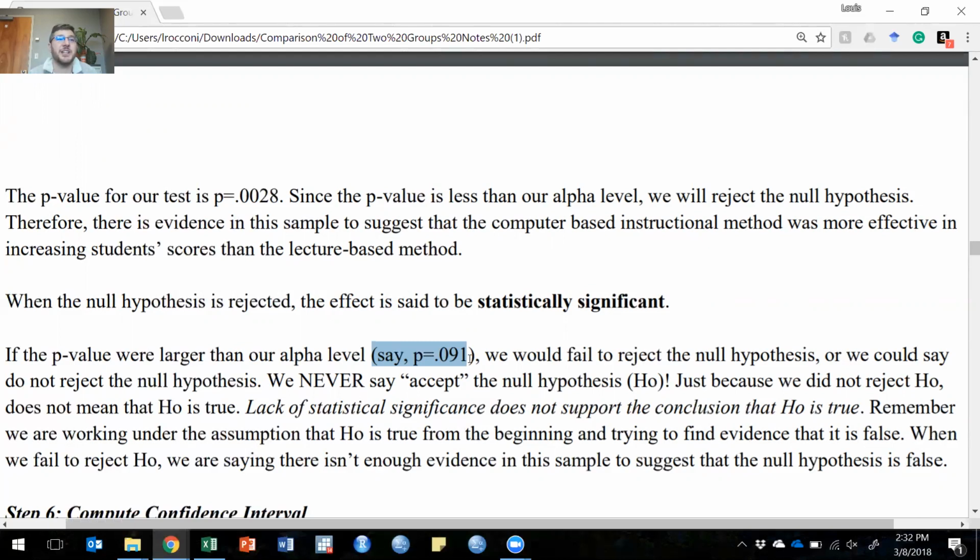because we're working under the assumption that the null hypothesis is true. Remember, the p-value is the probability of observing these data given that the null hypothesis is true. So let's assume the null hypothesis is true. How likely is it then to observe this difference? That's what the p-value is trying to tell us.